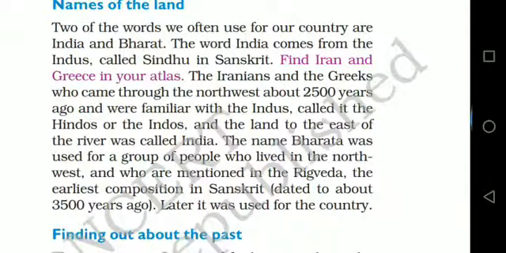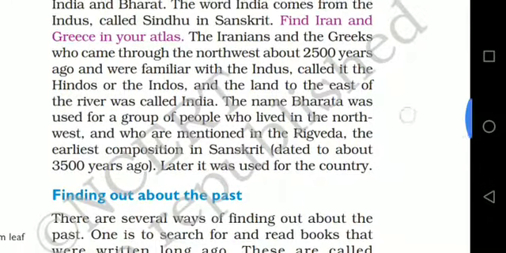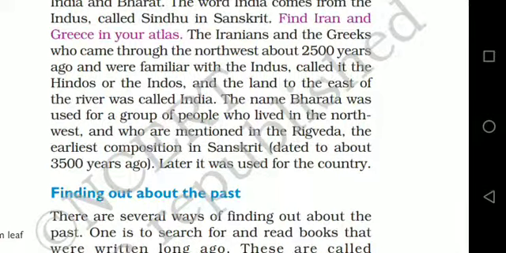The Iranians and the Greeks who came through the northwest about 2500 years ago were familiar with the Indus. So we can understand that the Greeks and Iranians who came were very familiar with the Indus, called it the Hindos or the Indos, and the land to the east of the river was called India.